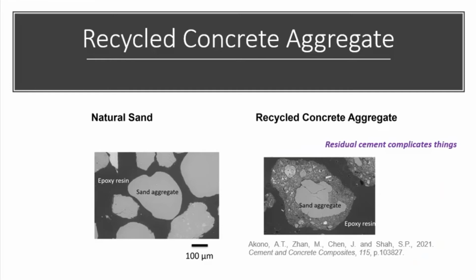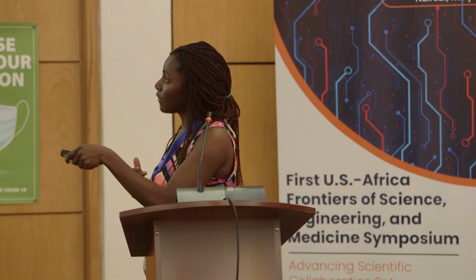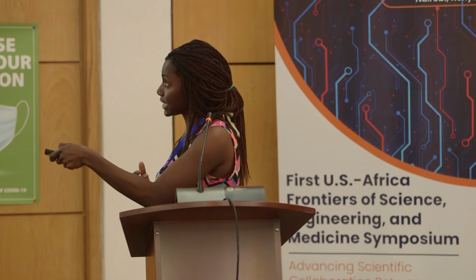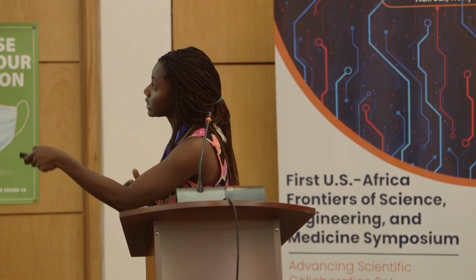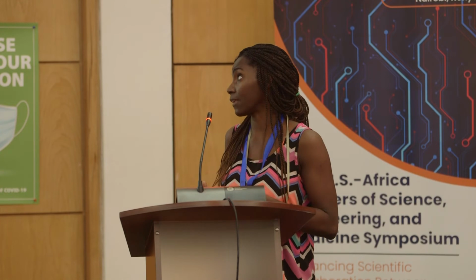So typically, you start with concrete, and then you're going to crush it. After different levels of crushing and sieving, then you're going to create a new aggregate. And now we can compare what would be a normal aggregate, natural sand, to a recycled concrete aggregate. So in the aggregate coming from previous concrete, you have the parent aggregate, sand aggregate, you have the residual cement, and you have a lot of cracking and a lot of porosity. So just using old cement to make new aggregate is just going to complicate a lot of things.